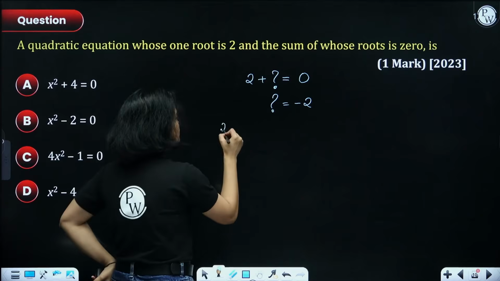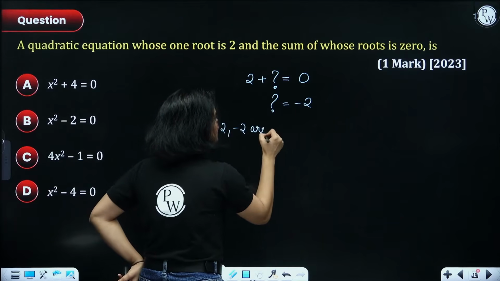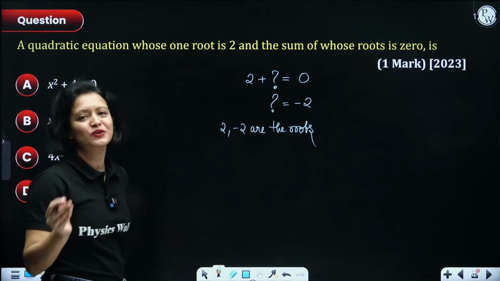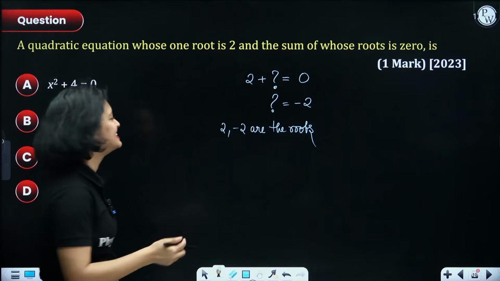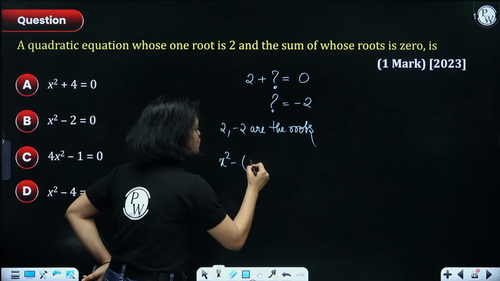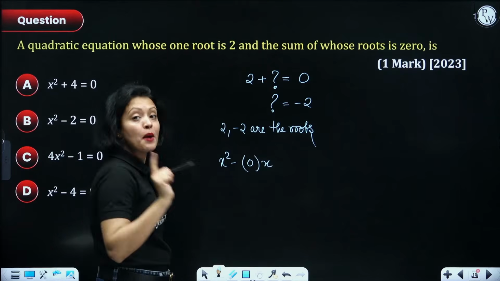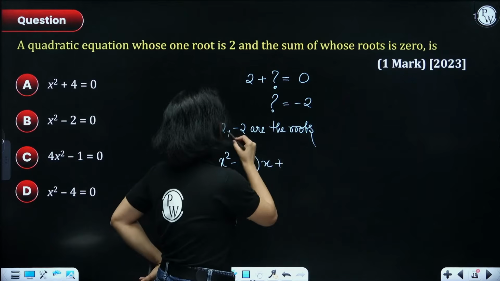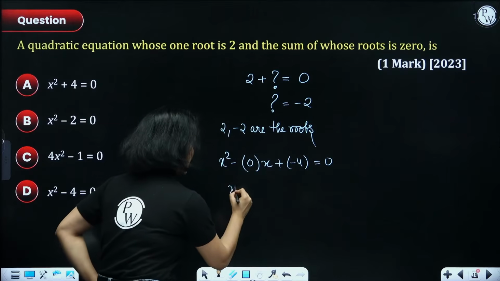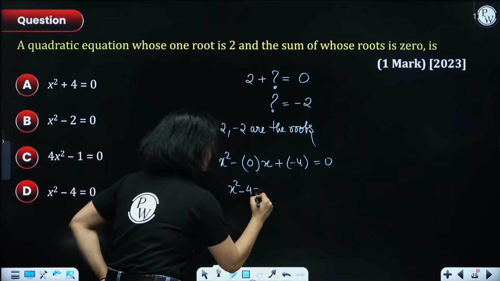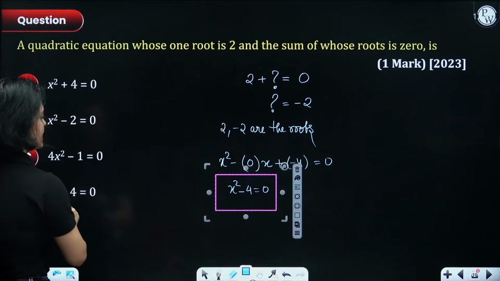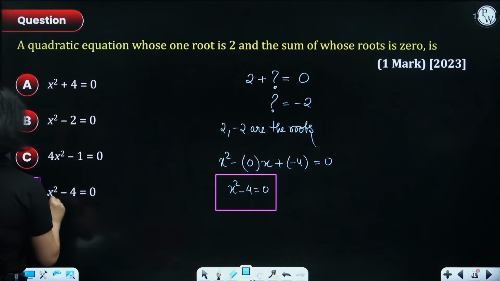So what are the roots? 2 and -2 are the roots of the given equation. Now can you not form the quadratic equation, guys? It's very easy, right? x square minus sum of roots, so 2 minus 2 is 0, into x plus product of roots. So plus 2 into -2, that is -4, equals 0. So now we have x square minus 4 equals 0. This is our quadratic equation. And so option D is the correct answer.